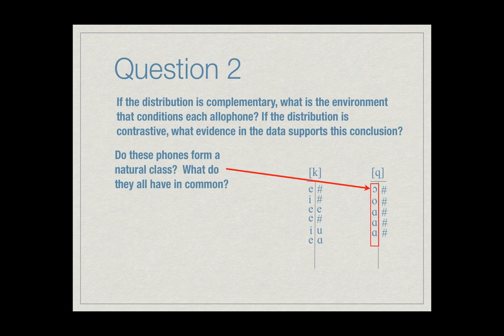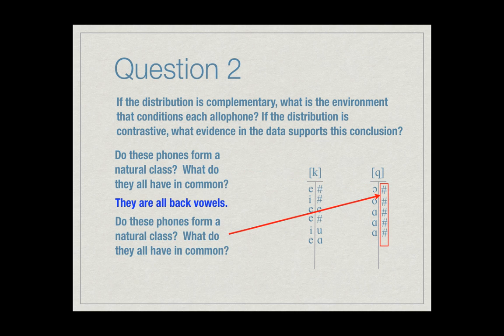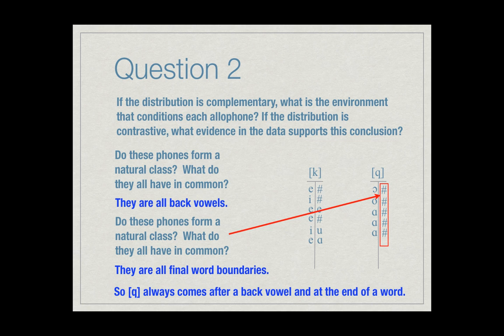Now look at the environment preceding the uvular stop. Do these form a natural class? Yes, they are all back vowels. What about the environment following k? Again, these are not phones, so they cannot be said to form a natural class. But they do all have something in common, which is that they are all word boundaries. So k always comes between a back vowel and the end of a word.